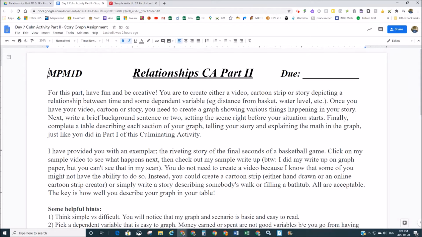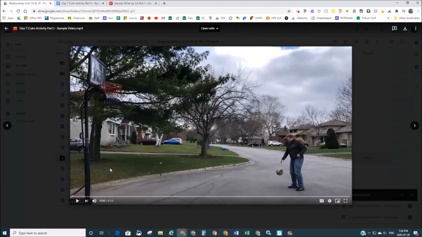Next, you'll write a brief background sentence or two setting the scene for your story, and then finally you'll create a table describing each section of your graph, just like you did in the first part of this culminating activity. So I'm going to show you an exemplar of exactly what I'm talking about for this little project. Okay, so what I'm going to want you to do is just watch this video, and then you'll see a sample write-up. So here's the video.